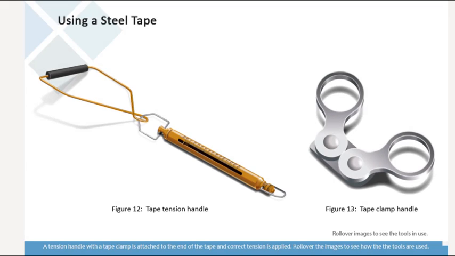A tension handle with a tape clamp is attached to the end of the tape and correct tension is applied. Roll over the images to see how the tools are used.